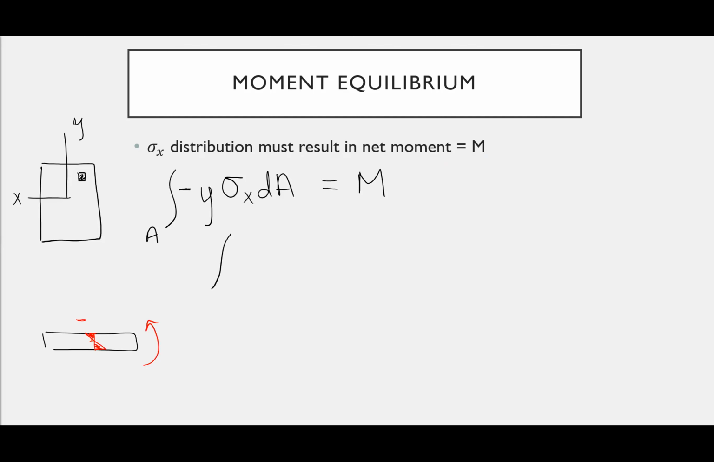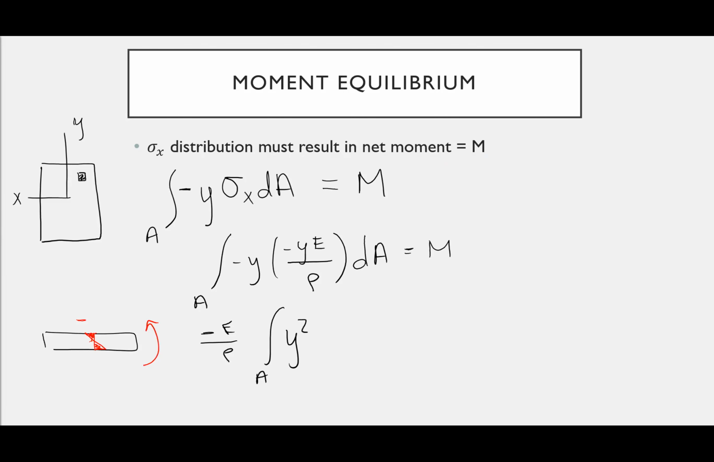Okay, so we are integrating negative y times, this is negative y E over rho, dA has to equal the applied moment. And let's see, I'm going to pull out a negative E over rho. So I'm just going to be integrating y squared dA. So now, who is this friendly character?